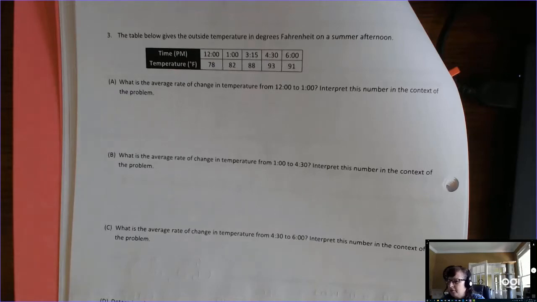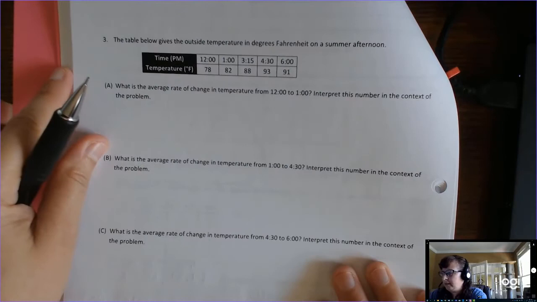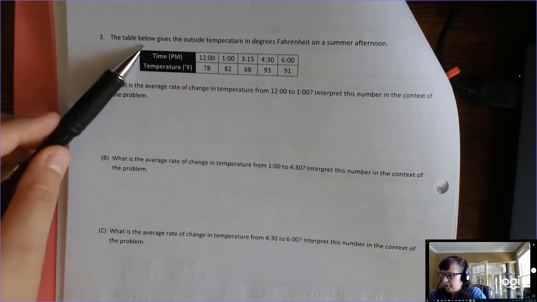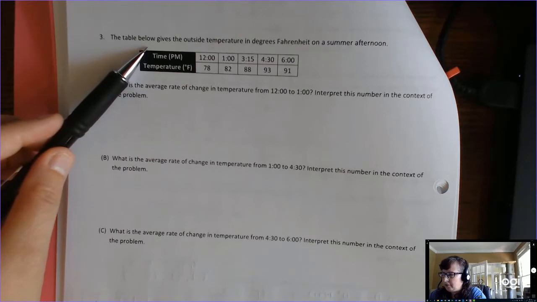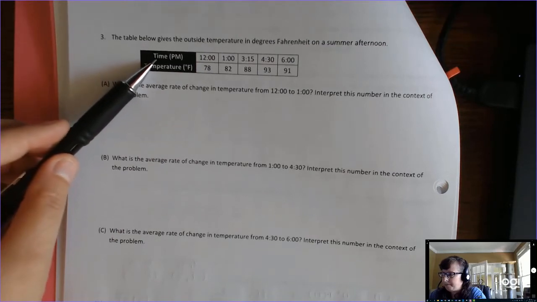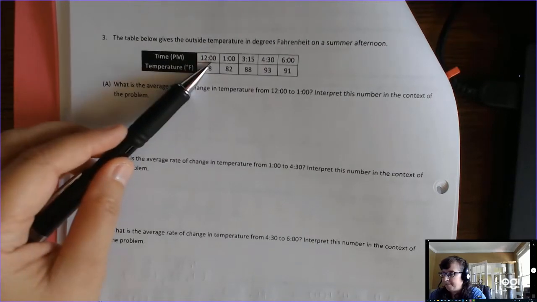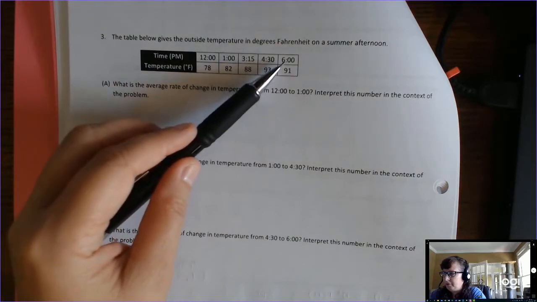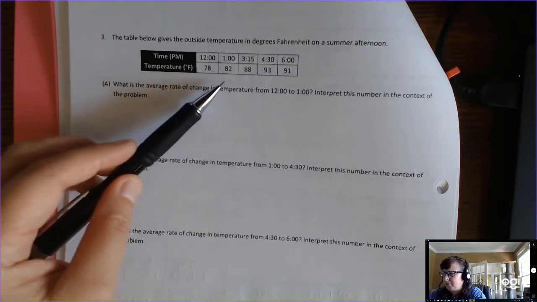So okay, I wanted to go over one last thing, this word problem here in the lab manual. Number 3, it says the table below gives the outside temperature in degrees Fahrenheit on a summer afternoon, and it gives the actual time: 12 p.m., 1 p.m., 3:15 p.m., 4:30 p.m., 6 p.m., and the temperature.